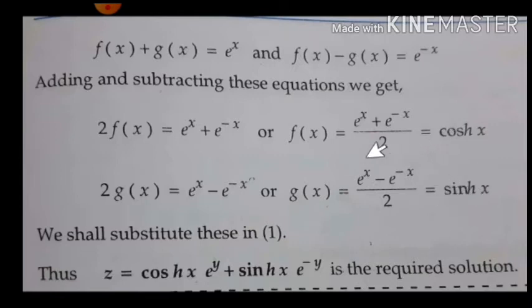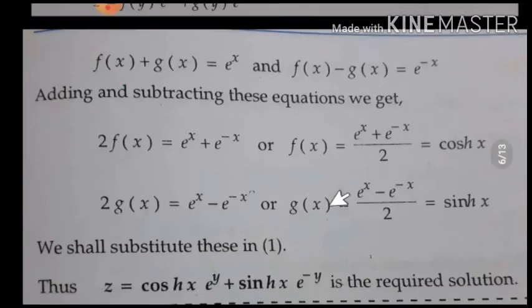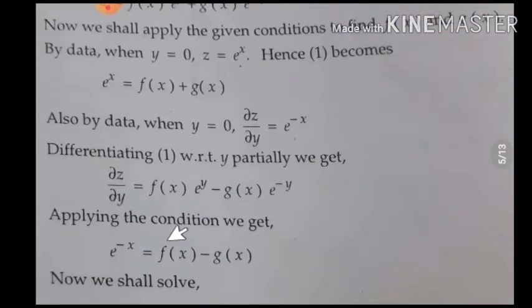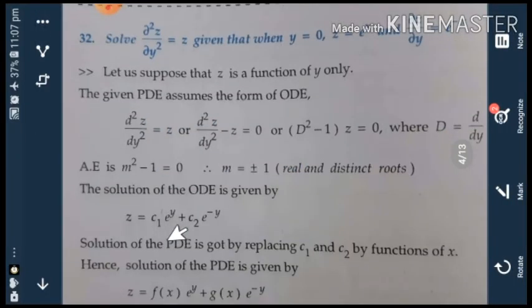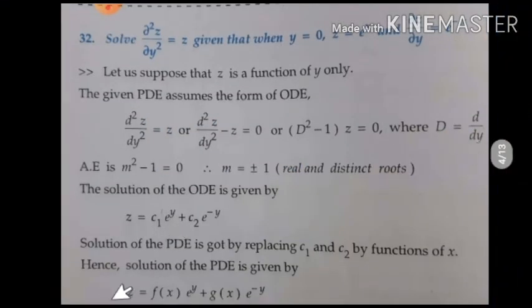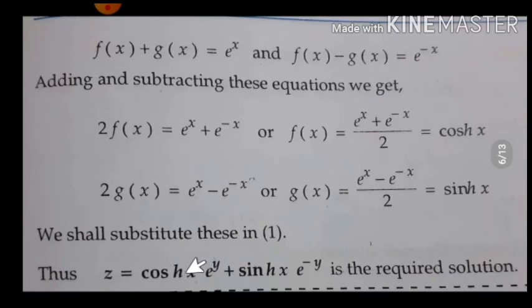So substitute these two answers, f of x and g of x, in which equation? In this equation. So f of x and g of x: one is cos hx, one is sin hx. By substituting that, the answer is cos hx e to the power of y plus sin hx into e to the power of minus y. That is the required solution of the homogeneous partial differential equation.